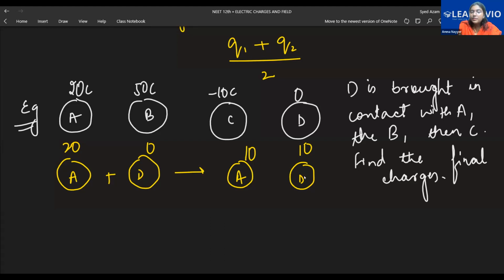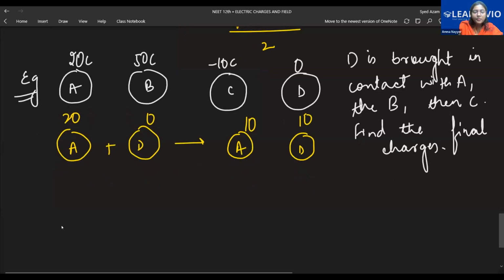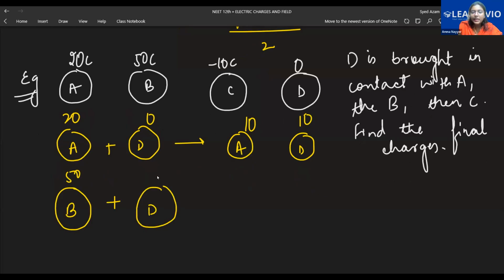Now this D is brought in contact with B. So now let's see the next case. Now see, this is B. B has the charge 50 coulomb plus this D. What's the new charge on D? It's 10. So, Jesleen, can you tell me what will be the charges on B and D after conduction?